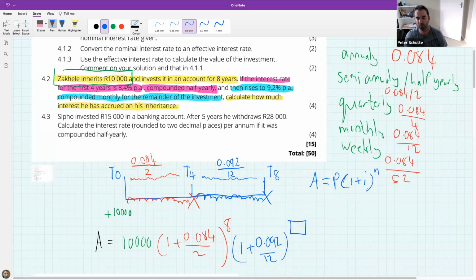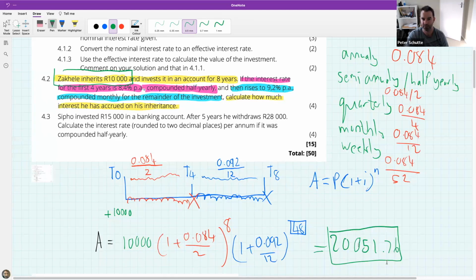So you've got 4 more years, but now we're working in months. And the reason I know it's in months is I see this 12 here. And so this is going to have to be 48. So how much money have I got sitting in the account? Well, I can see in the chat that many students have done this, and you'll get 20,051.76.